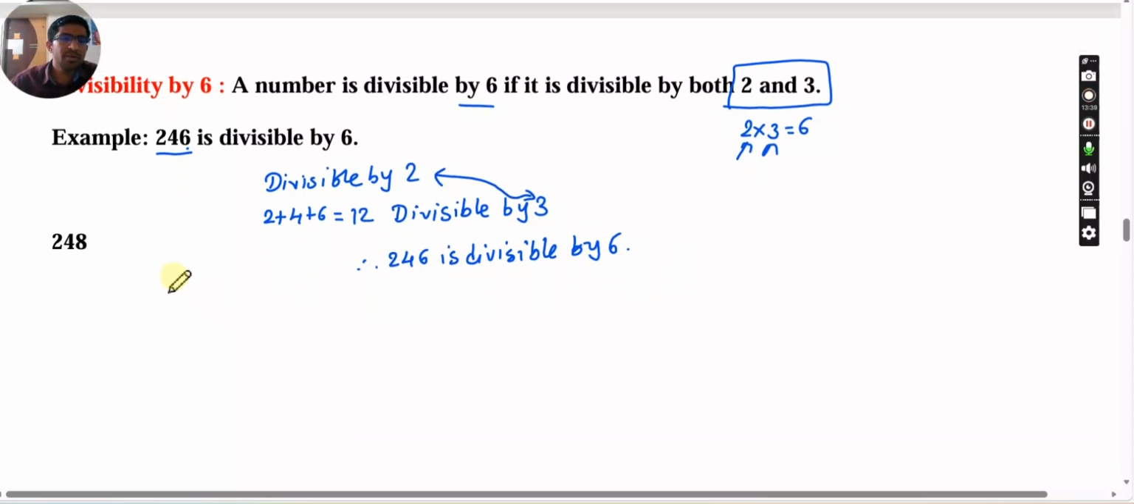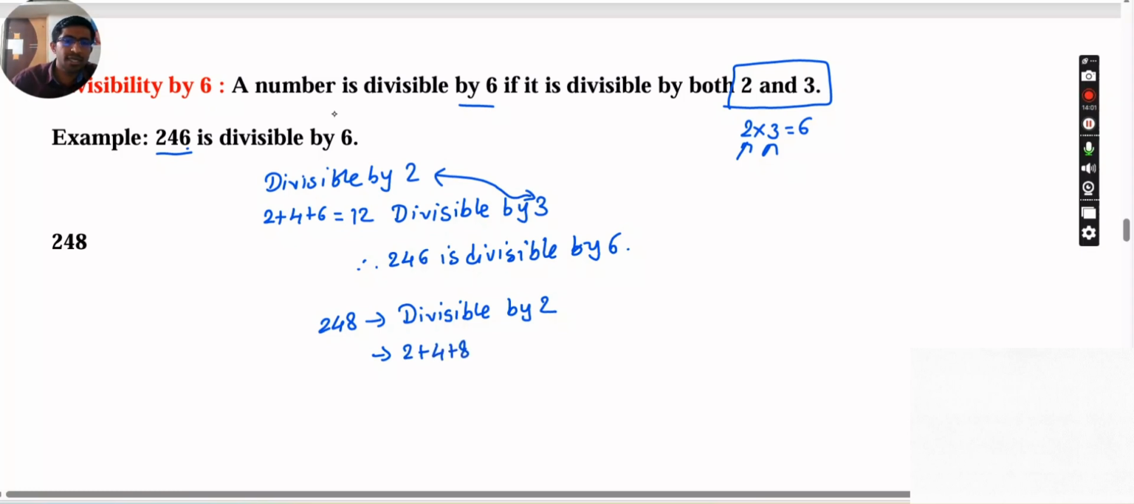Another example we have taken here, 248, we will check for it. So 248 is the number. We know that this number is divisible by 2 because it is ending with 8. So it is divisible by 2. Now we'll check for 3. So what we have to do? We have to add the digits. So 2 plus 4 plus 8 is equal to 2 plus 4 is 6, 6 plus 8 is 14. So is 14 present in 3's table? No. It is not divisible by 3.